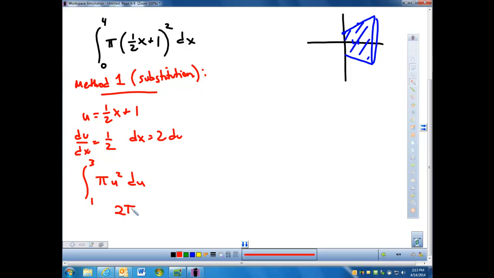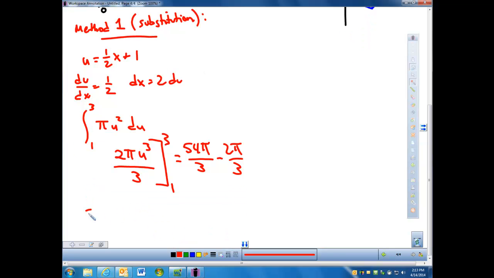So I integrate that, add 1 to my exponent, and divide by that exponent. And by the way, I did forget that 2 when I rewrote that integral. That's where the 2 came from. So that's what's missing there. And so when I get for an answer for that, I get 52 pi over 3 units cubed. That's the volume of the truncated cone.